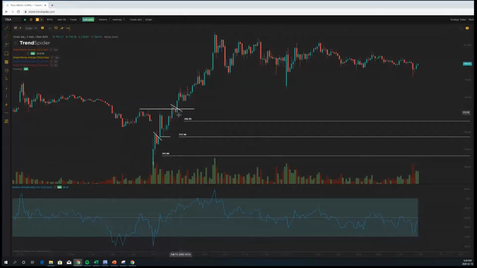You can even add again to your position. So say you went in 1/3 to start, and then you added when it went green, and then you say you're fully in right here. At this point, your stop is going to be just below the 758 mark.